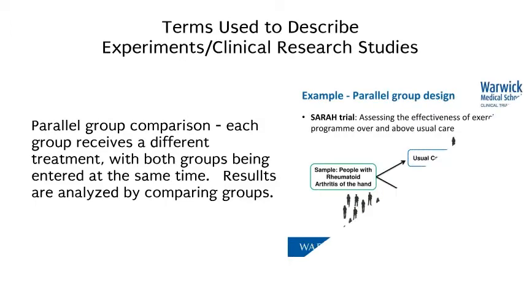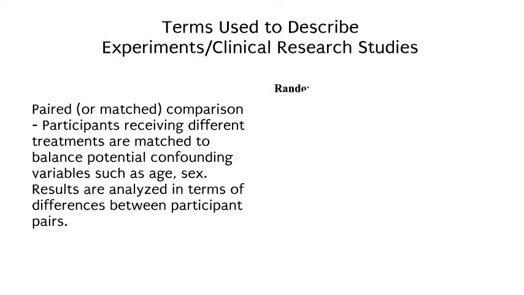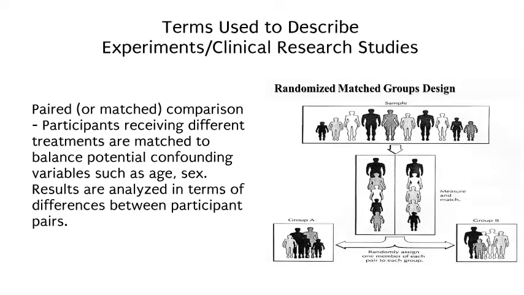Now let us familiarize ourselves with some terms used to describe experiments or clinical research studies. Parallel group comparison. Here, each group receives a different treatment, with both groups being entered at the same time. Results are analyzed by comparing groups. Next are paired or matched comparison. Participants receiving different treatments are matched to balance potential confounding variables such as age or sex. Results are analyzed in terms of differences between participant pairs.